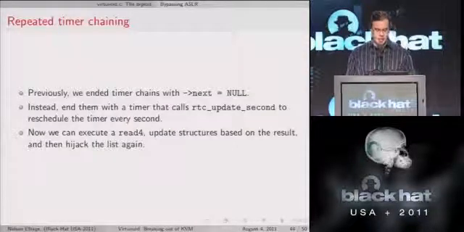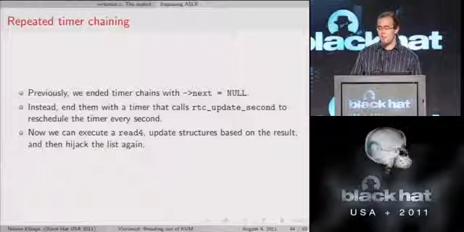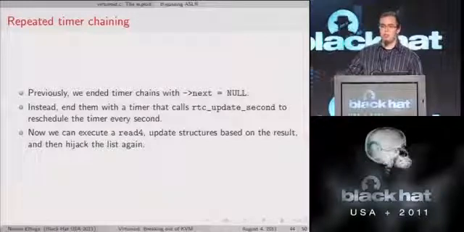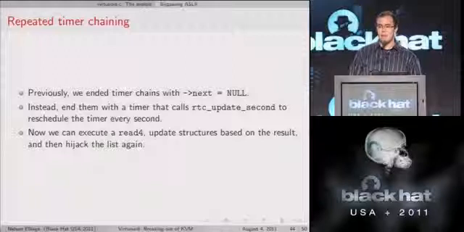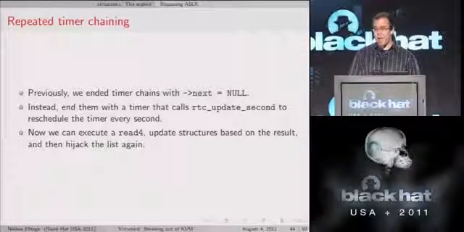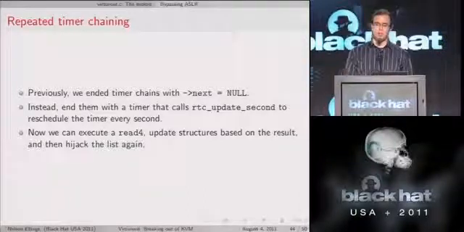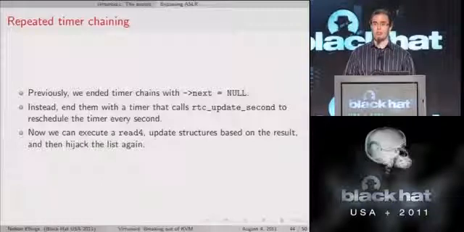The one other detail that we need here is now, instead of constructing a single timer chain and jumping to it, we're actually going to do that multiple times. And the way we're going to do that is, previously I showed that the timer chain that I constructed ended with arrow next equals null. So just basically, this is the end of the timer chain, stop here. Instead, now I'm going to end them with a timer object that calls back into our good friend RTC update second, which is going to do some updating of the real-time clock that I don't care about, and then it's going to re-register that timer to run in 1 second and return.